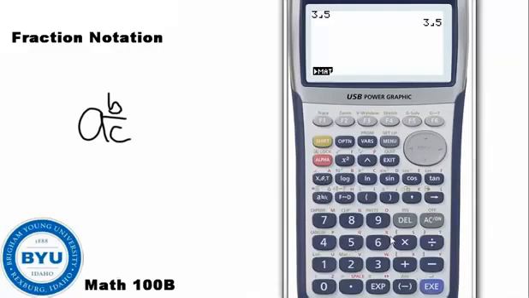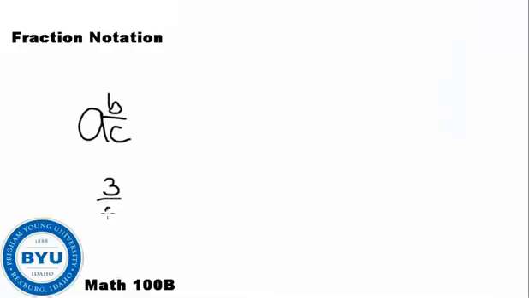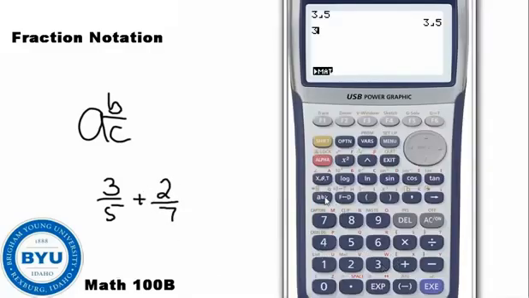This would be the fraction 3/5. And so we can do addition with this. If, let's say, I wanted to do this problem here, 3/5 plus 2/7, I would simply go 3/5 plus 2/7 and push the enter button, and notice it gives me the answer. It does the common denominator and everything for you, and that's pretty sweet.